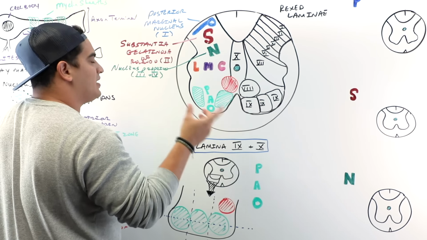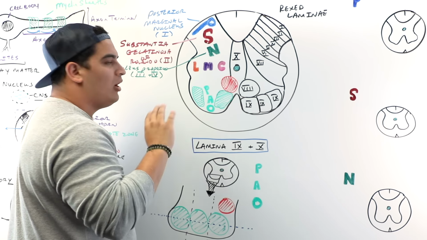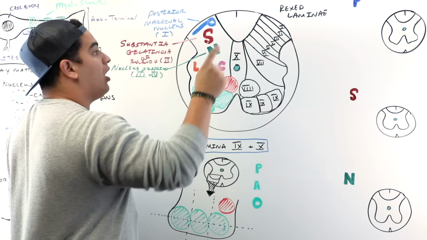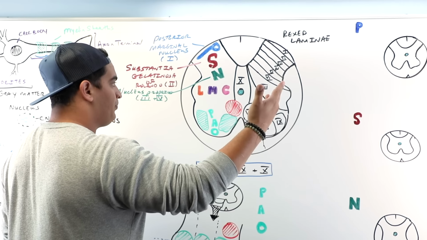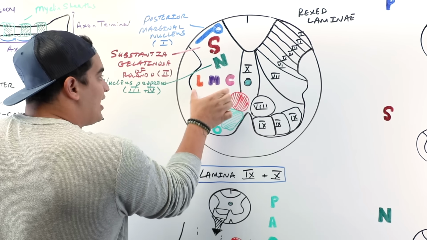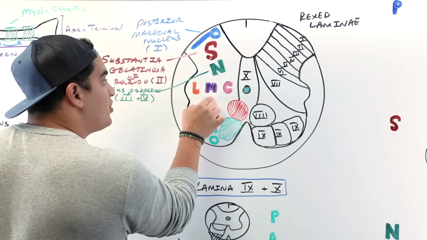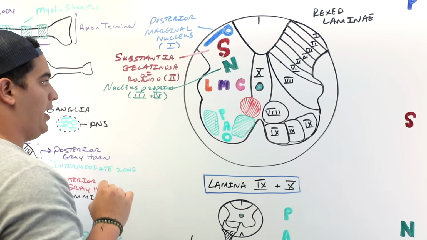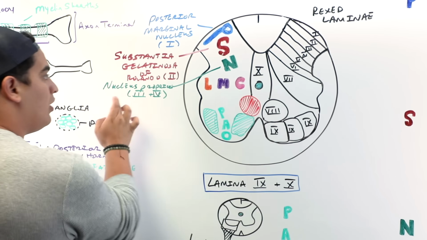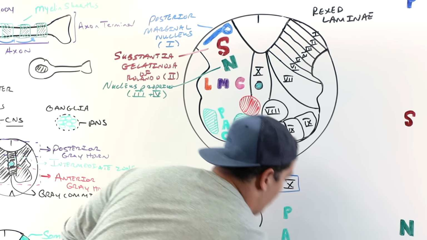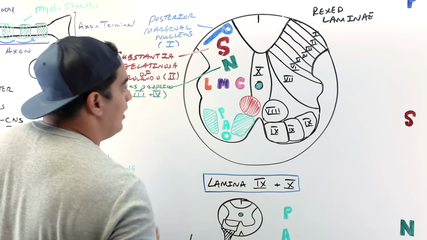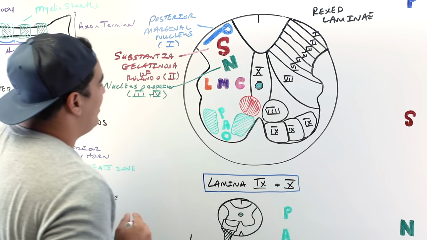Now 5 and 6, they do have little nuclei in them, but I don't really want to focus on those. We'll talk about their function separately, okay? Now the next one is we get into this intermediate zone. That was around lamina 7. There's 3 specific nuclei situated here. Let's go from medial all the way out to lateral. So let's get this pink marker in here. C. What does C stand for? That's Clark's column, or Clark's nucleus.